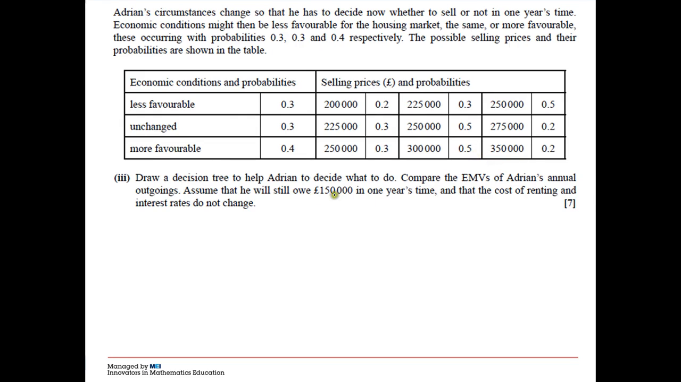So draw a decision tree. Assume that he still owes £150,000 in a year's time, and that the cost of renting and the interest rate hasn't changed. So we are still going to have 7,500 in rents, and we're still going to have an interest rate of 2.5%.